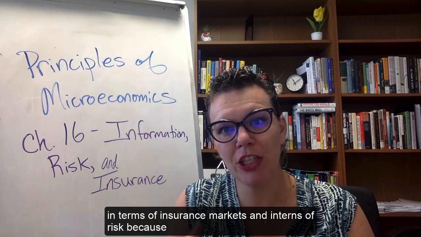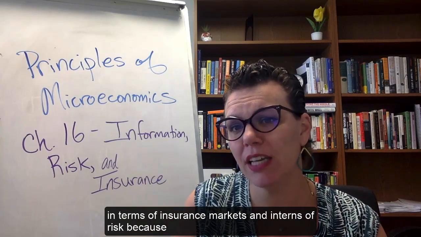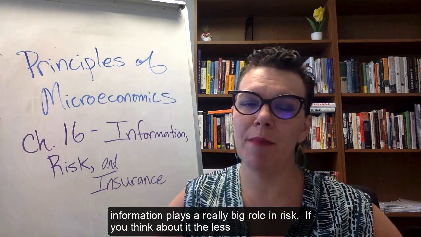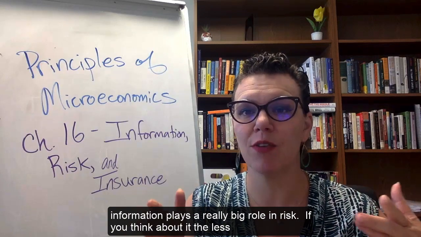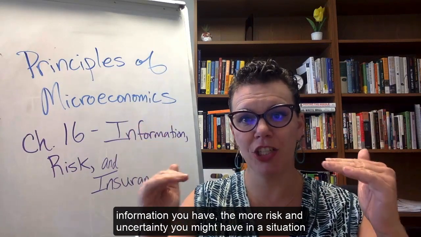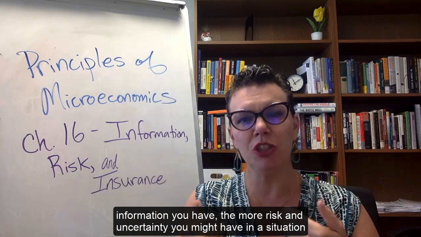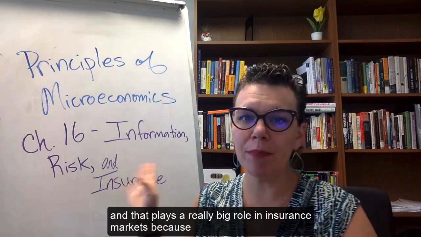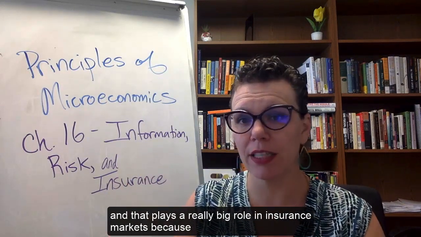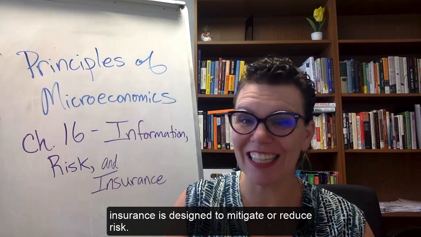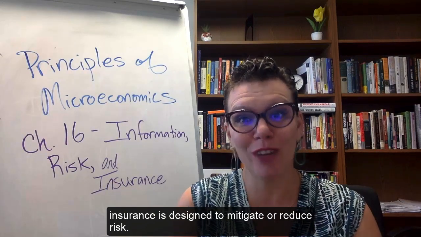We're going to be talking about information in terms of insurance markets and in terms of risk, because information plays a really big role in risk. If you think about it, the less information you have, the more risk and uncertainty you might have in a situation. And that plays a really big role in insurance markets, because insurance is designed to mitigate or reduce risk.